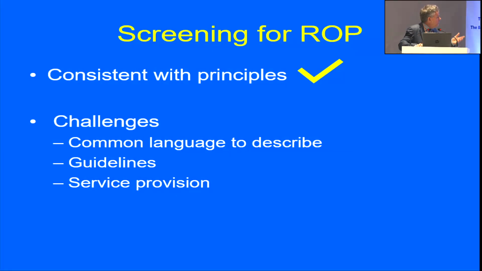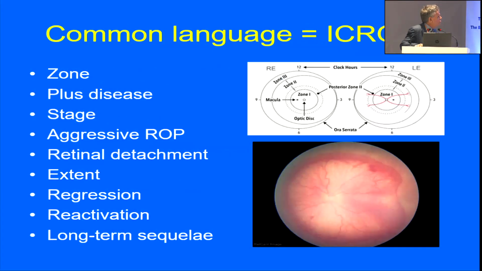We need a common language, which we have. We need guidelines and service provision, and these are whole of health system organisational things, some of which are not necessarily under the control of an ophthalmologist.